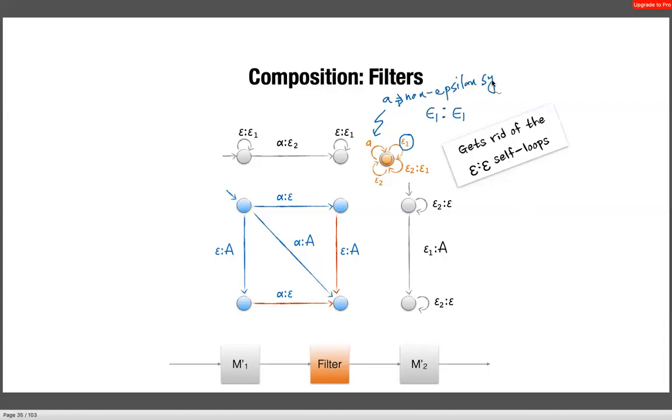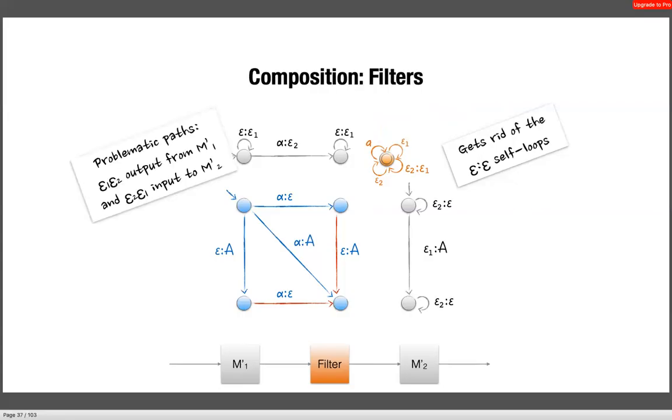Okay, so yeah, and this means that A is mapping to itself. This is shorthanding it. So here I have these self transitions, self loops, and epsilon 2 maps to epsilon 1. So now I've recovered back my diagonal transition, except I still have these problematic paths, the ones highlighted in red.